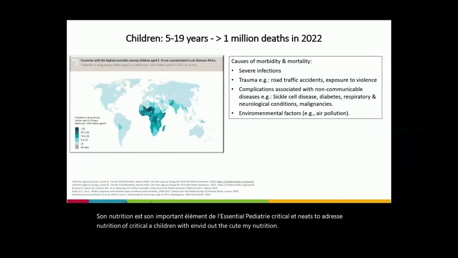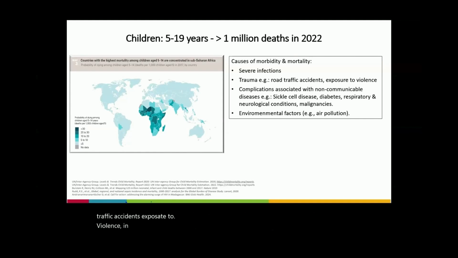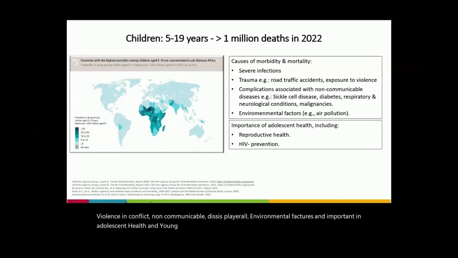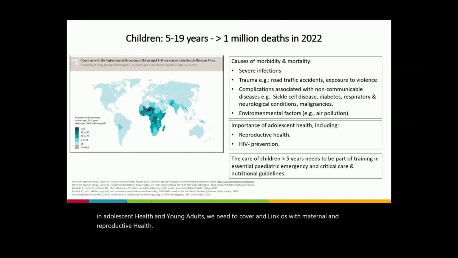Important child health programs need to include children above 5 years. This is important for big donors around the world, not to stop at 5 years. So causes of mortality in these age groups, again, severe infections, but also trauma, road traffic accidents, exposure to violence and conflict. Non-communicable diseases play a role, environmental factors, and important in adolescent health and young adults, we need to cover and link also with maternal and reproductive health. So nutritional guidelines should include this age group.